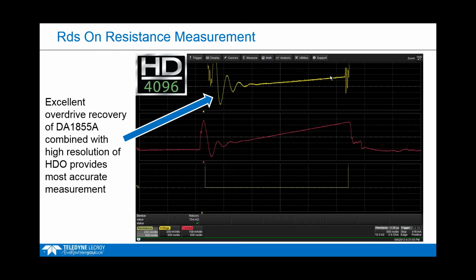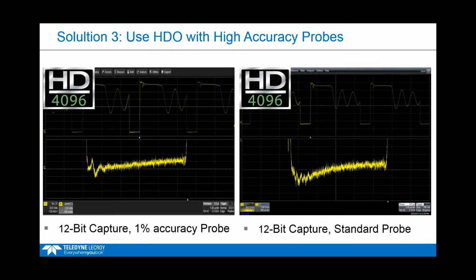So if you have a really fast switching device, that may be too long. You can't wait 100 nanoseconds because it's already switched the other direction. 100 nanoseconds is basically 10 megahertz. So if you have a power supply switching frequency in the megahertz range, this DA1855A is not going to work for you.